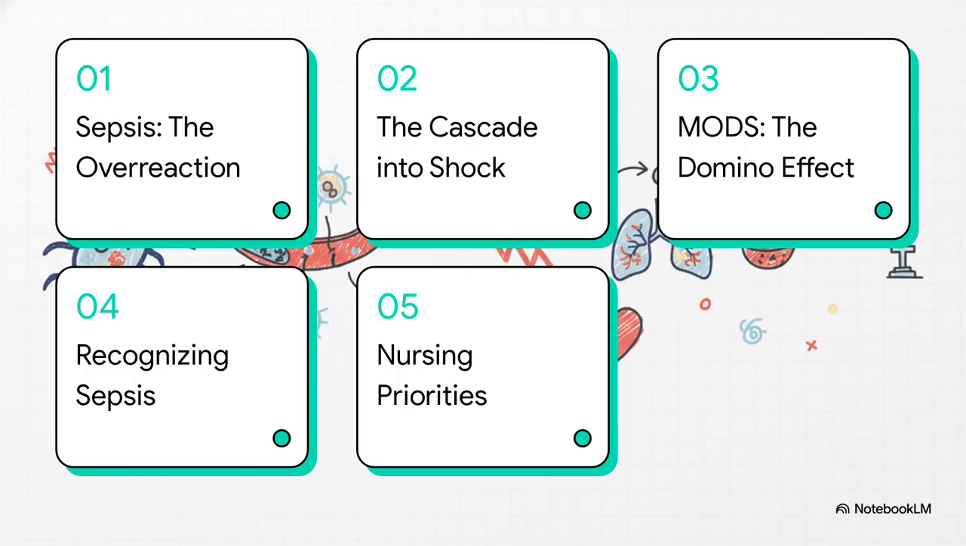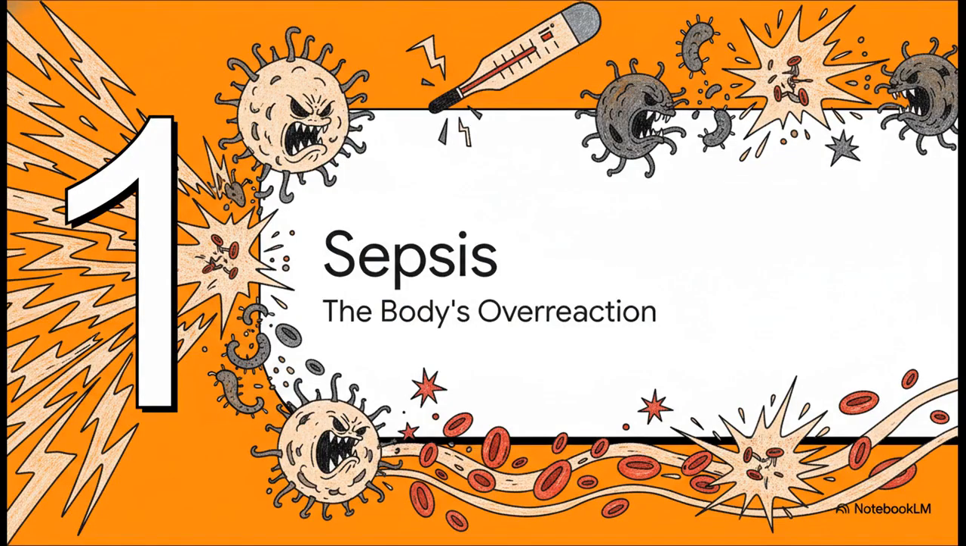Here's our game plan. We'll start with what sepsis actually is, the body's wild overreaction. Then, we'll see how that spirals into shock. From there, we'll look at the terrifying domino effect called MODS. And then, the most important part, we'll cover exactly how to spot the clues and what you, as a nurse, need to do immediately to slam the brakes on this whole process. All right, let's start at square one.